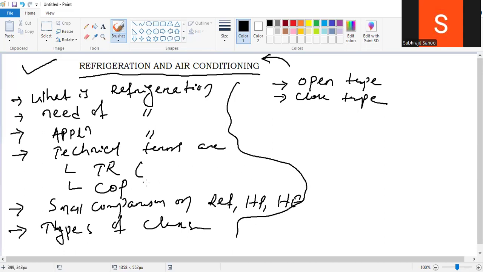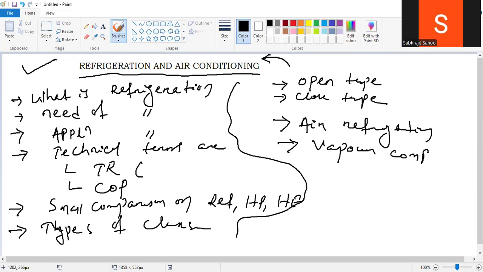Next, the refrigeration will again be classified from the point of view of refrigerant. Here we are going to study the air refrigeration cycle process. Then vapor compression.